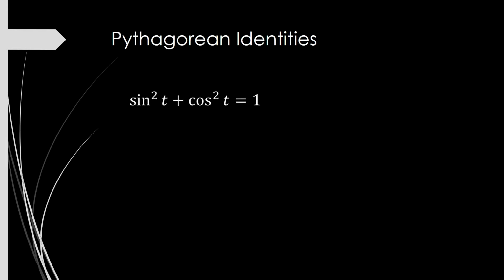And so these are the Pythagorean identities. The square of sine of t plus the square of cosine of t is equal to 1. 1 plus the square of tangent of t is equal to the square of secant of t. 1 plus the square of cotangent of t is equal to the square of cosecant of t. So why is this so? Why are these Pythagorean identities true?